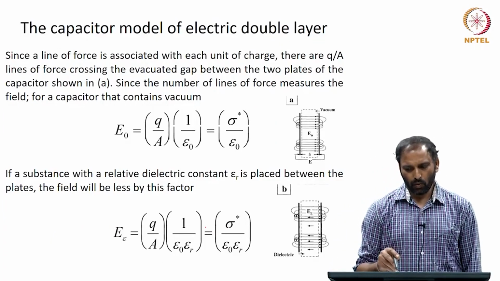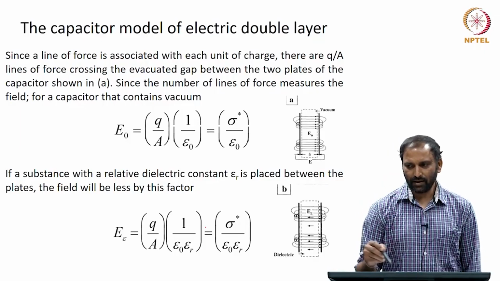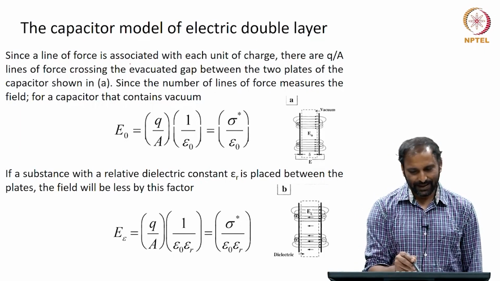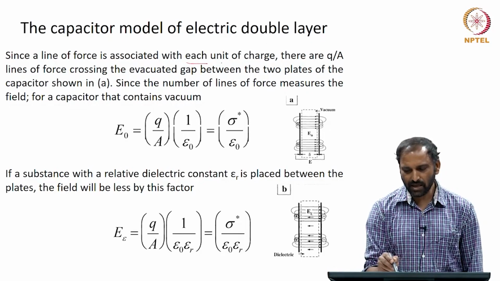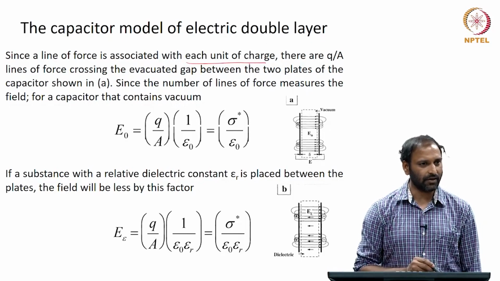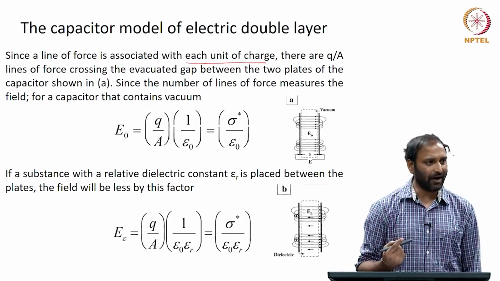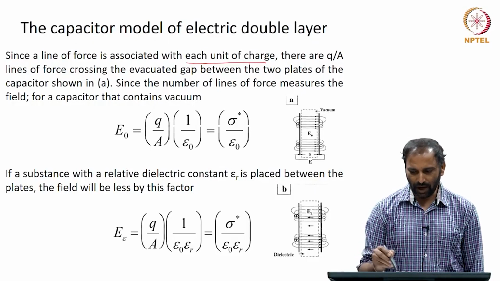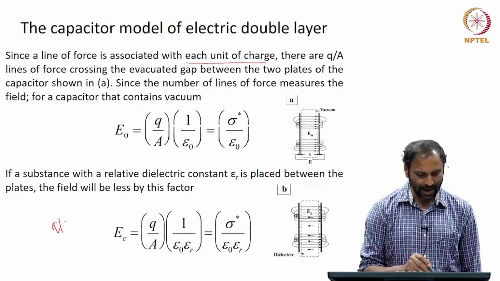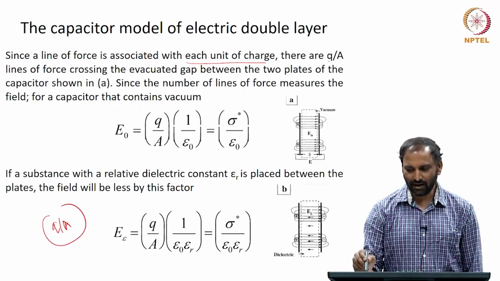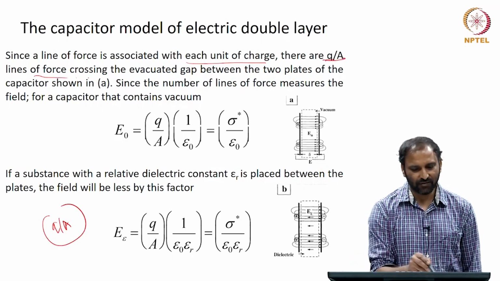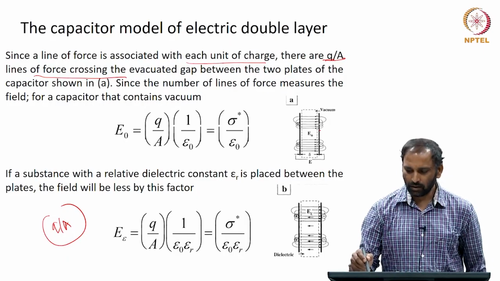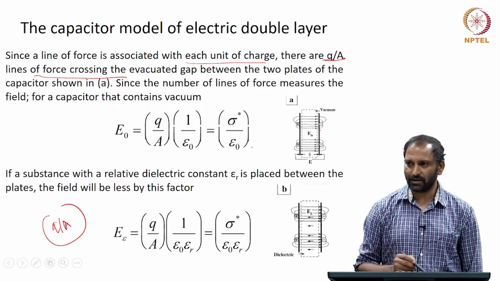Now, what you can do is that, since a line of force, okay, is associated with each unit charge, okay, for every charge that you have there is going to be a line of force. Okay. So, because you have a charge density Q by A, okay, I can say that there are Q by A lines of force that cross from one charged plate to the other charged plate.